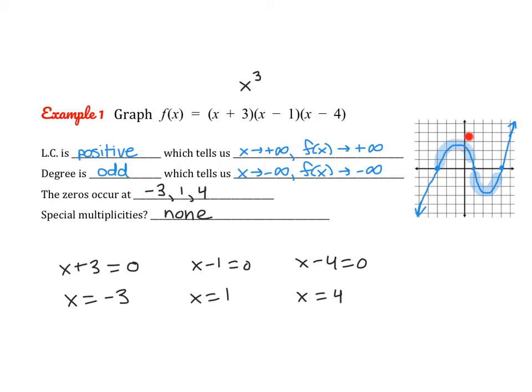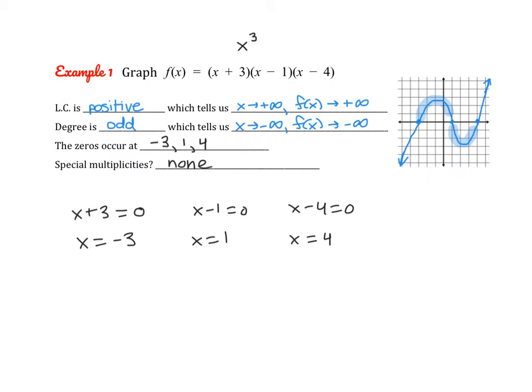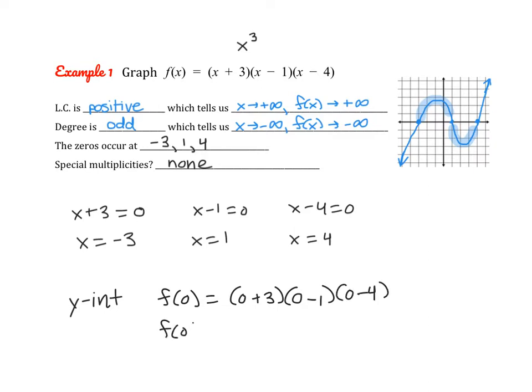Also, I want to point out that our y-axis is not drawn to scale. We could really easily find our y-intercept, so let's do that really quick. So remember, our y-intercept happens when x is 0. So we're essentially going to find f of 0. So we do 0 plus 3 times 0 minus 1 times 0 minus 4. So this is positive 3 times negative 1 times negative 4, which is 12.